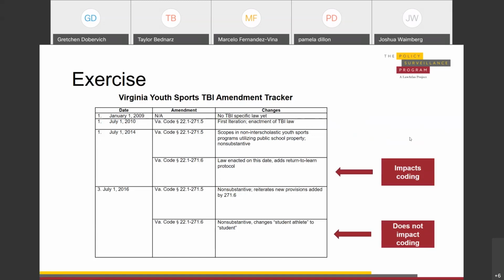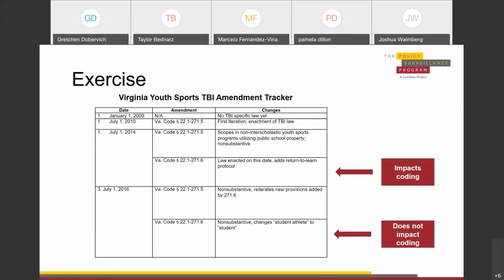The July 1st, 2016 amendment, which in this actual situation should be iteration 4, amended both of these laws, but they were both amended non-substantively. So the language has been changed. For example, student athlete has been changed to just student. These are changes that we need to collect and reflect in new versions of the legal text, but because it doesn't impact any of our coding, we refer to it as non-substantive, and none of our actual coding answers or choices will change in that situation.